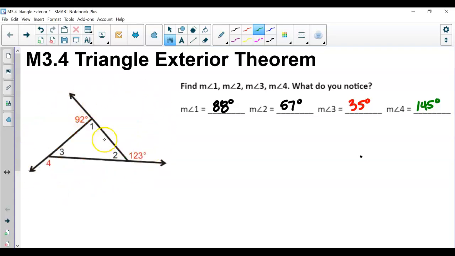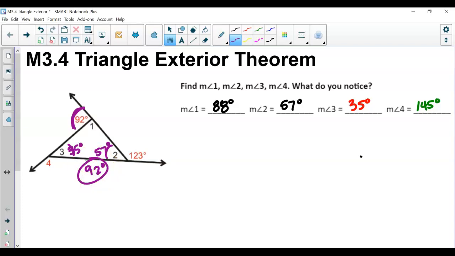So let's check it. I'm going to erase this here. So from 92 degrees, not the one here, the angles that are opposite from it, 3 and 2, or the term they like to use is remote. Angle 3 was 35 degrees. Angle 2 is 57 degrees. When you add these together, you get 92 degrees. So notice how they match.